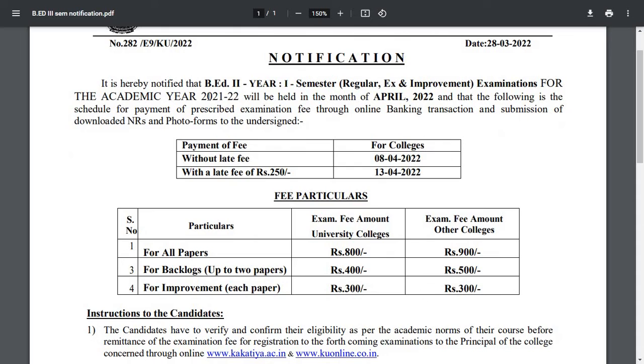So this is the fee payment notification for all B.Ed. second year first semester regular and improvement candidates. Payment of fee without late fee, you can pay up to 8th of April 2022, and with a late fee of Rs. 250 you can pay up to 13th of April 2022.